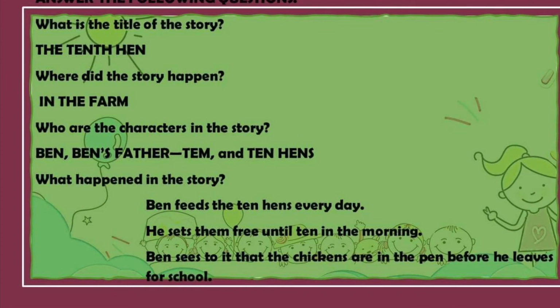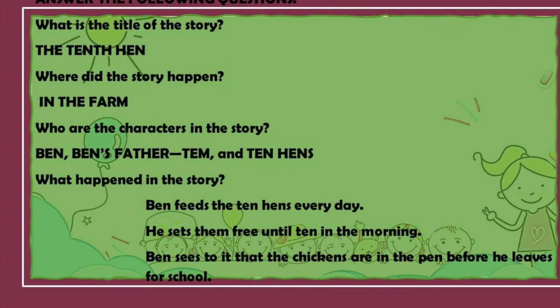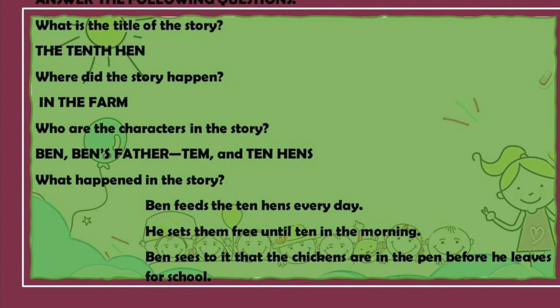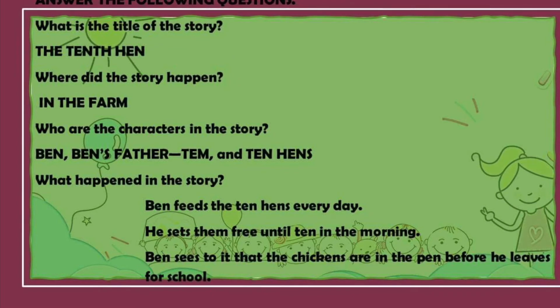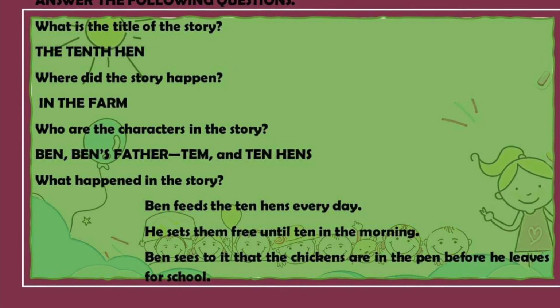Now, let's see if your answers were correct. Let's answer them one at a time. What is the title of the story? The title of the story is The 10th Hen. Where did the story happen? Correct. It happened in the farm. Who are the characters in the story? Ben, Ben's father Tem, and 10 hens.